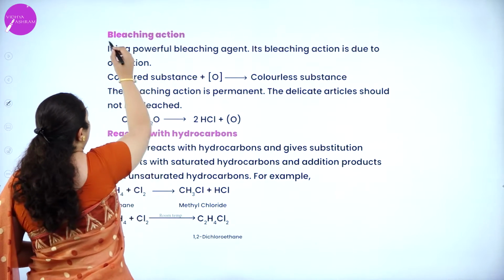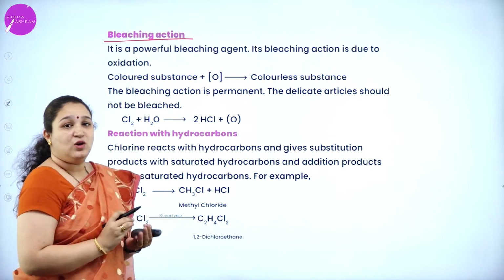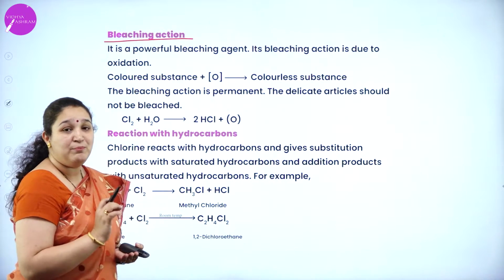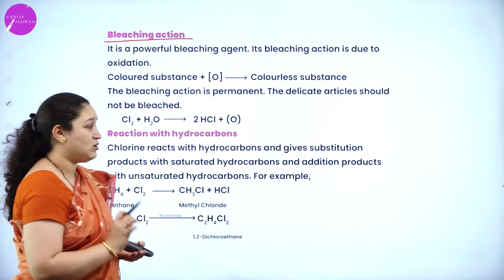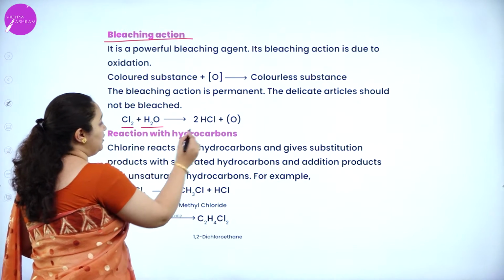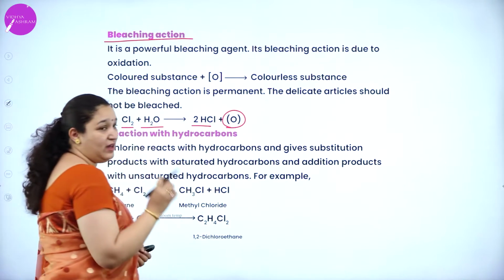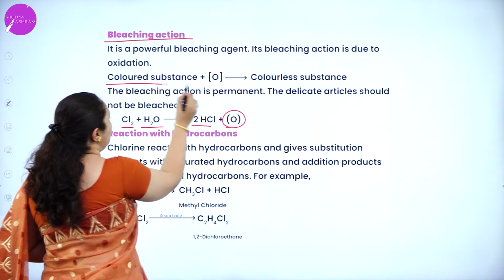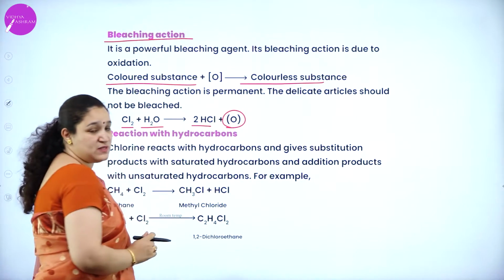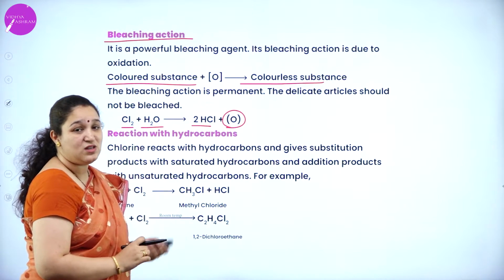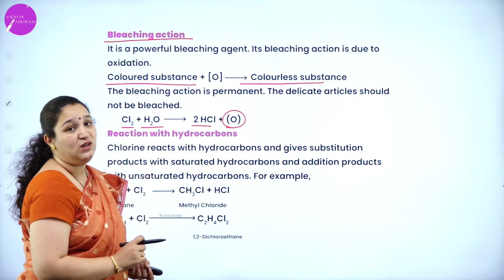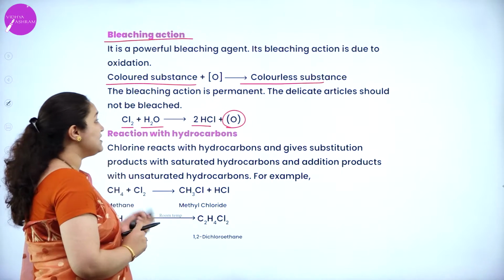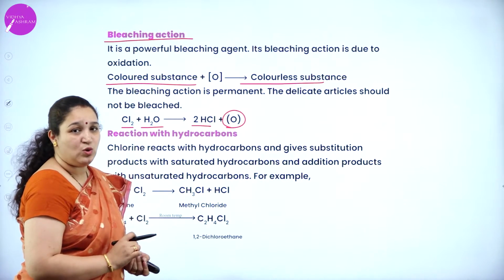Next is about bleaching action. Chlorine bleaches any colored substance to colorless substance permanently because it can liberate nascent oxygen. You can see chlorine with water, it will form HCl and it will give away one single oxygen atom which is called as nascent oxygen. This will convert colored substance to colorless substance. So delicate articles should not be bleached using chlorine, okay, because it's very harsh on the article. This is about the bleaching action of chlorine.